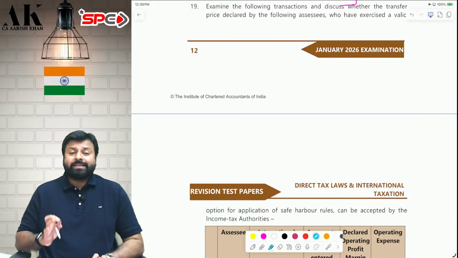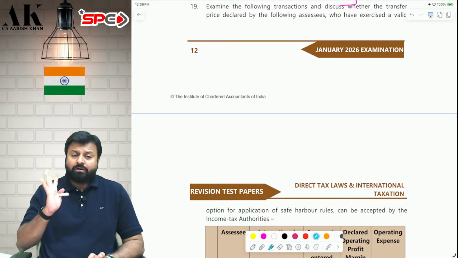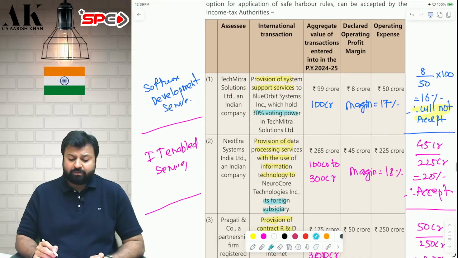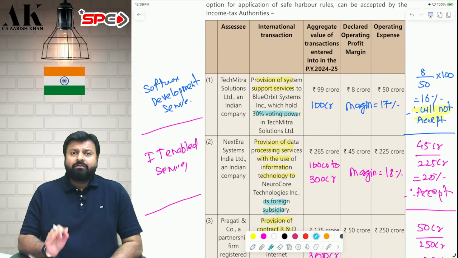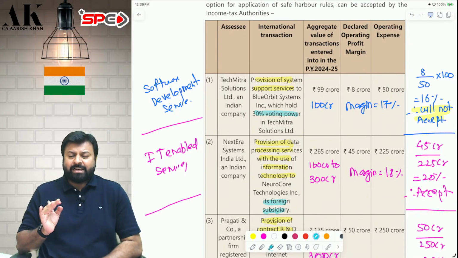Next question is on the safe harbor rule. Transfer pricing with safe harbor rule. High chances it can come in the examination. Be very careful. There are 3 transactions. We need to find out whether safe harbor will be applicable or not. First of all, we need to identify whether both the entities are associate enterprises or not.